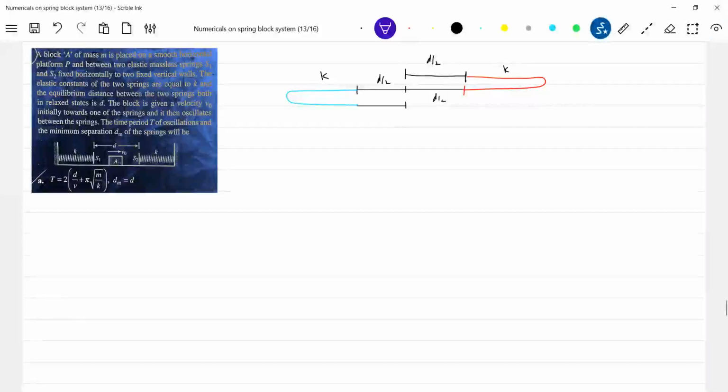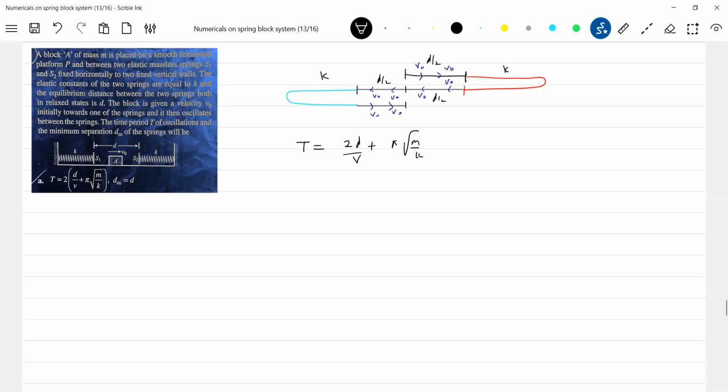Here it will have uniform speed. How do we write total time? I think I'll write T only. This will be 2d/v, straight away you can write it. Then half of the time period of oscillation of it, pi root(m/k) plus pi root(m/k). So total it will be 2d by v.